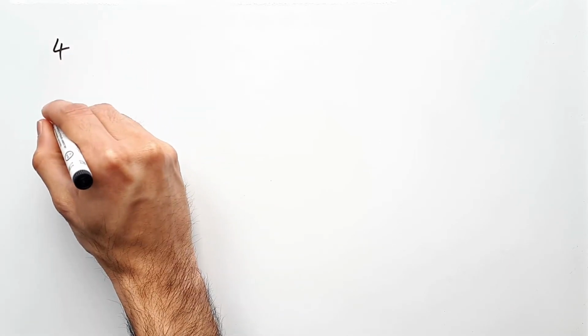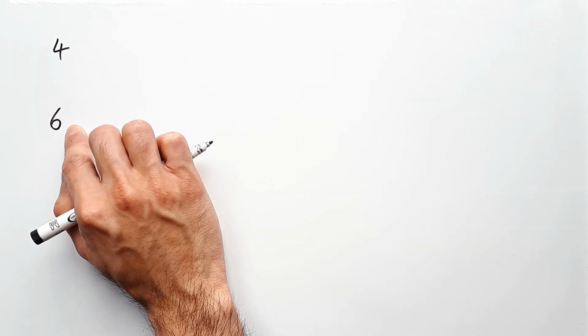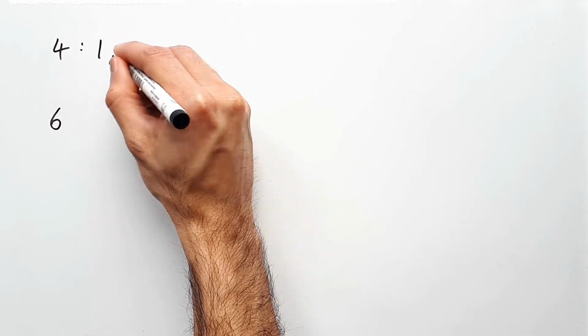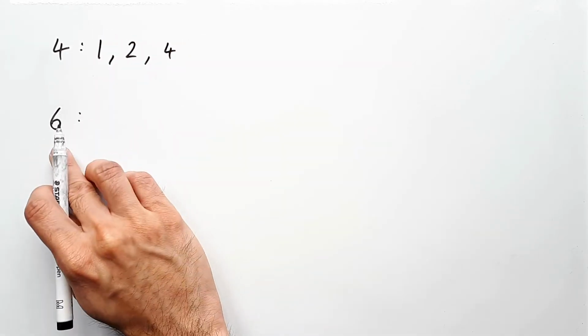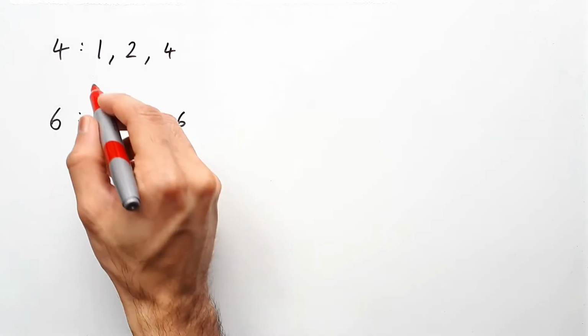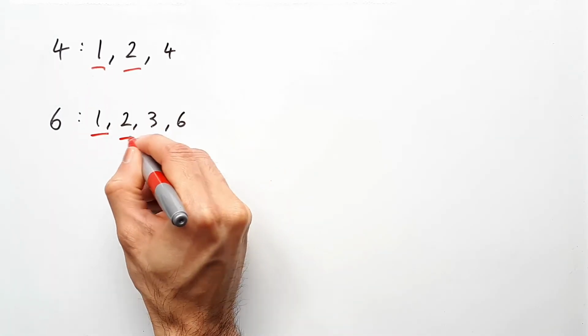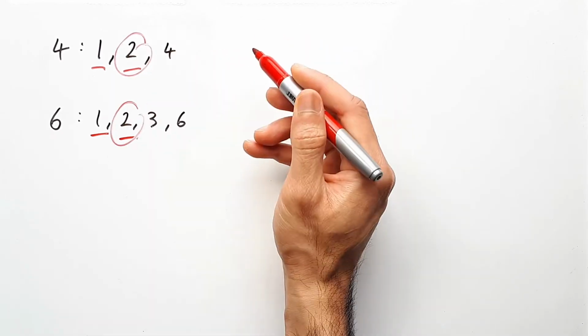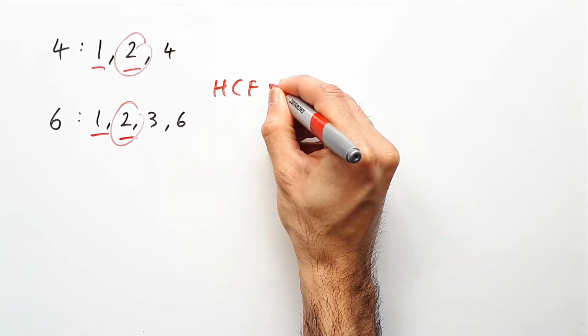Starting off with 4 and 6, in order to get the lowest common multiple, the first thing we need to do is work out the highest common factor. And to do that, we must first list out the factors for 4 and 6. So for 4, the factors are 1, 2, and 4. As for 6, the factors are 1, 2, 3, and 6. Underline the ones that they have in common. They have 1 in common, 2 in common, and circle out the one that is the highest common factor. And so the highest common factor is 2.